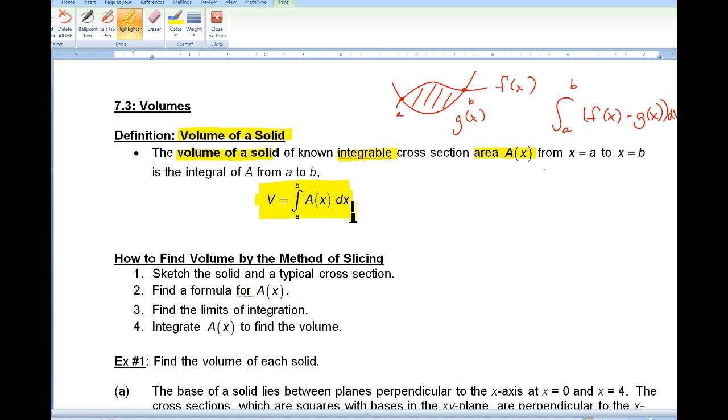Of a cylinder. Just picture your circles. If you had infinitely many of those, so if I wanted to figure out the volume of this, I would do the integral of pi r squared. And you get the volume.